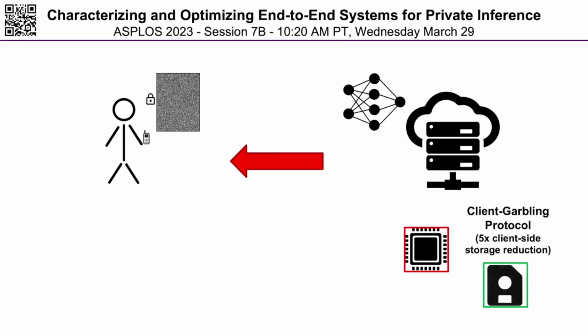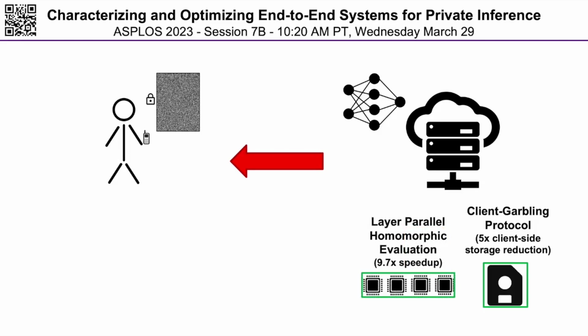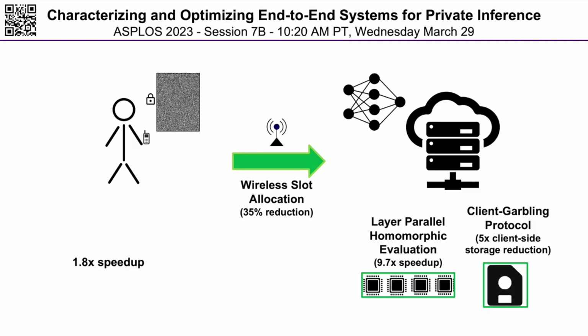We introduce a new protocol that moves the heavy storage cost to the server. We identify independence in the server's compute stack and parallelize this computation. And finally, we allocate both upload and download bandwidth to minimize communication latency. These optimizations provide an end-to-end private inference speedup of 1.8 and increased maximal sustainable throughput by a factor of 2.24.